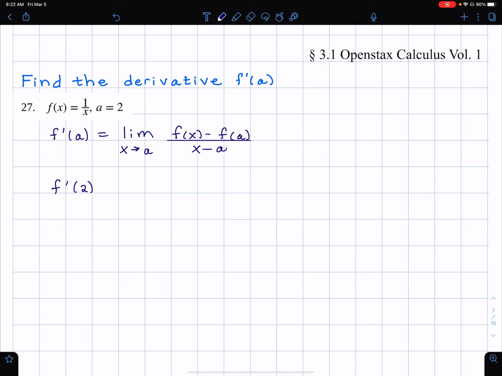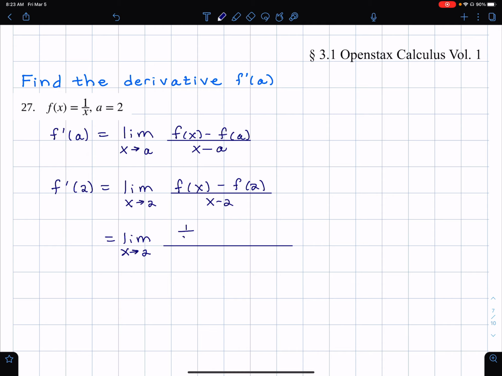Here we're finding f prime of 2 because, as it says, a is 2. And I replace a by 2. Wherever I see a, I put in 2. And then wherever I see f, I'm going to replace that by 1 over x. But in the next one where I have f of 2, I write 1 over 2. I put 2 where the x goes.